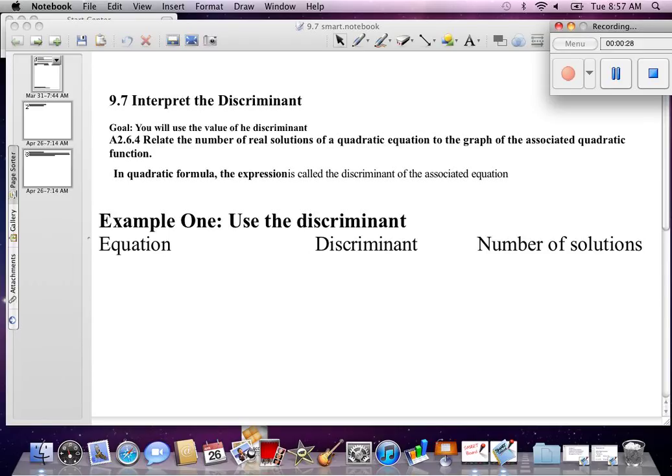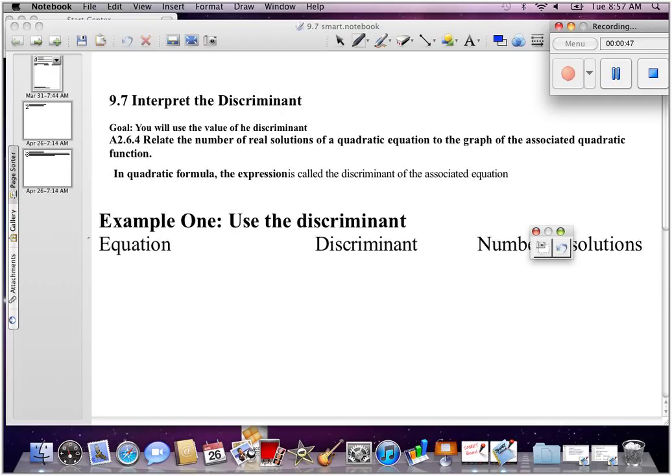With this b squared minus 4ac, we're going to be able to tell if the parabola crosses the x-axis once, twice, or 0 times, depending on our answer. So you should probably write this down.